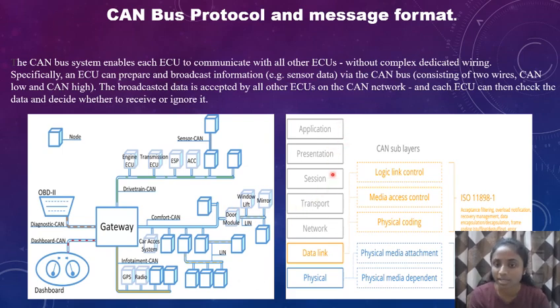And this is the 7 layers of the ISO model. This diagram tells us how the ISO model is linked with the CAN bus protocol. In CAN we have 5 sublayers. First one is logic link control, media access control, physical coding, physical media attachment, physical media dependent. Here the logical link, media access and physical coding are related to the data link layer. Media attachment and media dependent are linked to the physical layer of the ISO model.